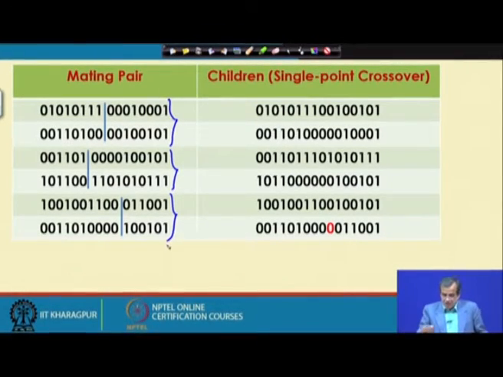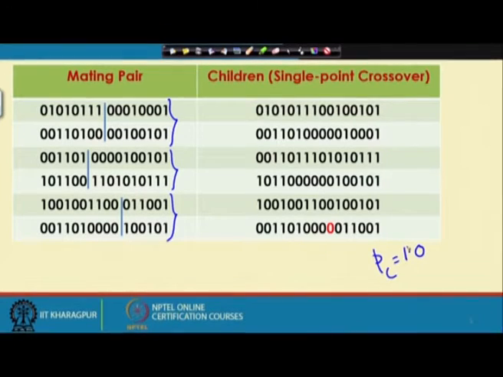Now, I will have to decide whether each of these particular mating pairs is going to participate in crossover or not. Here the probability of crossover is taken to be equal to 1.0, and here we have got only 3 mating pairs. If this is the situation, that means all the 3 mating pairs are going to participate in this particular crossover.